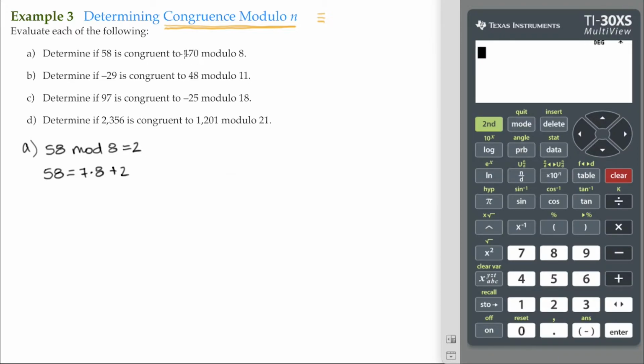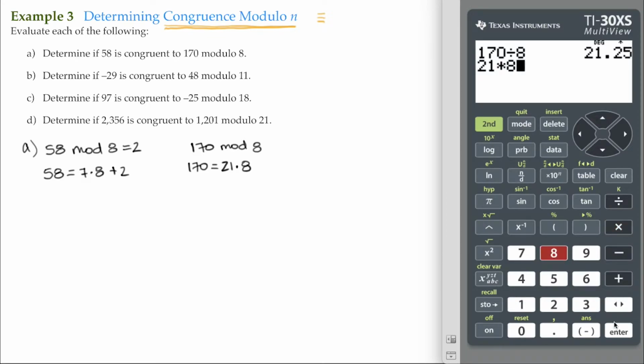We'll do the same for 170 modulo 8. So 170 mod 8 using the division algorithm, 170 is going to be equal to, so we have 170 divided by 8. Don't forget, we round down. 21 times 8, that's 168. Plus 2 will give us 170, so this has a remainder of 2.